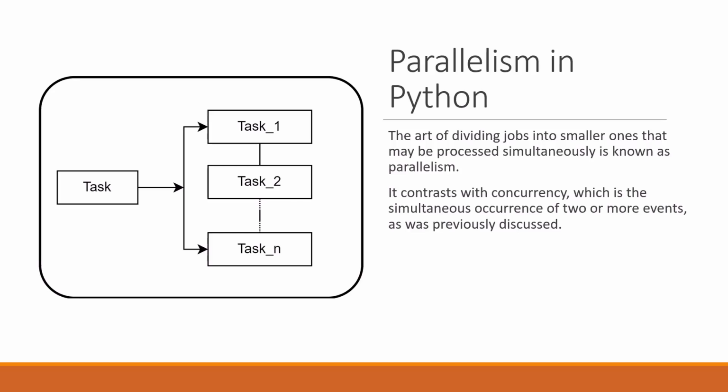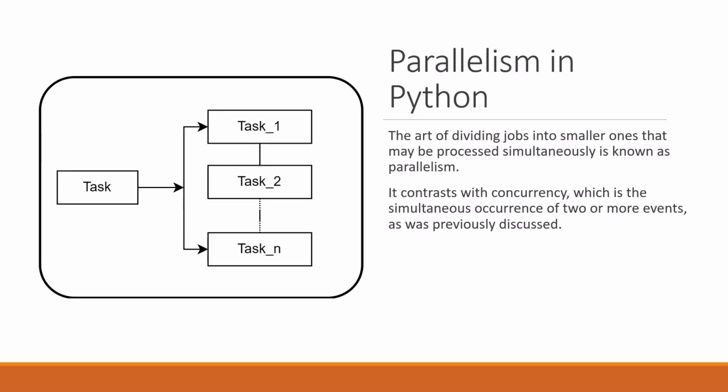The art of dividing jobs into smaller ones that may be processed simultaneously is known as parallelism. It contrasts with concurrency, which is the simultaneous occurrence of two or more events, as we have discussed earlier. Parallelism is the simultaneous execution of many instruction sequences, whereas concurrency is the simultaneous management of multiple instruction sequences. Python uses threading to implement concurrency, while multitasking is used to implement parallelism.